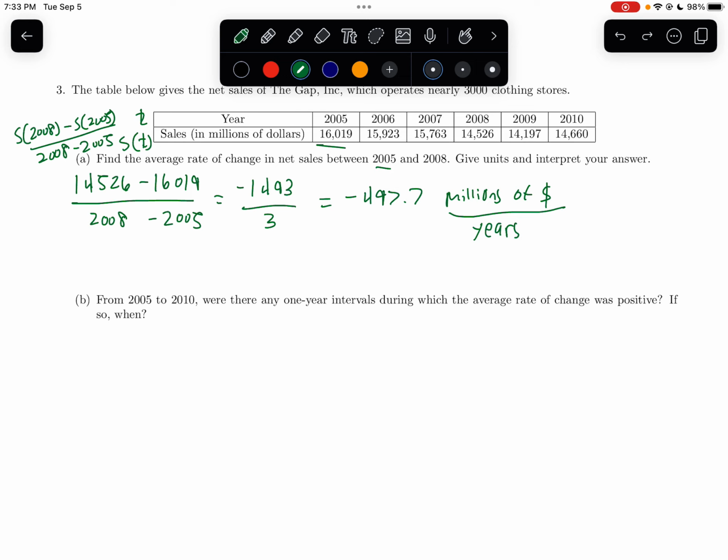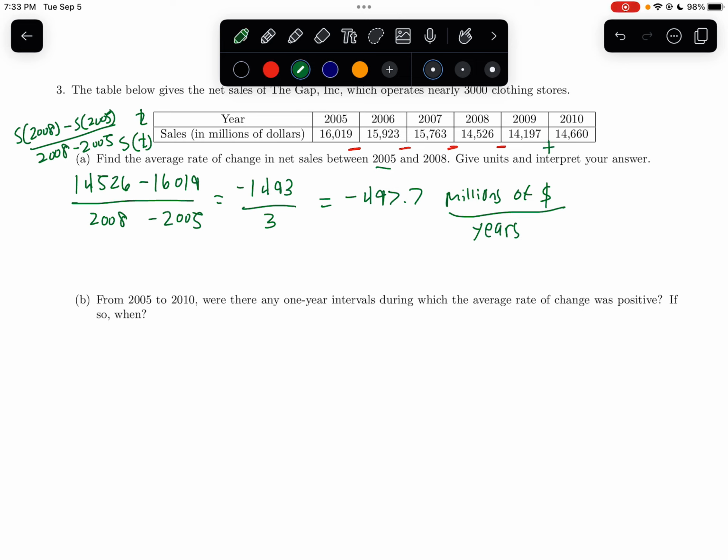So between 2005 and 2006, sales decreased. So here we had the sales went down. From 2006 to 2007, they also went down. From 2007 to 2008, they also went down, so we're not looking too well. From 2008 to 2009, they further went down. And from 2009 to 2010, they went up. So here you'd have a positive in there.